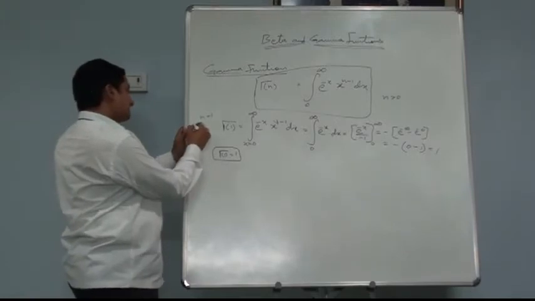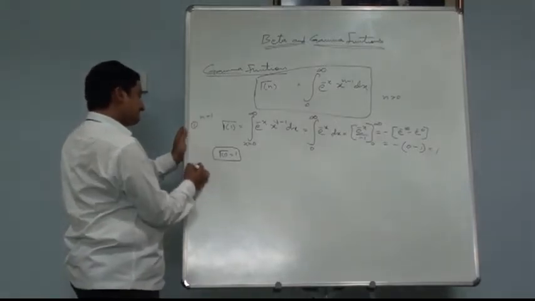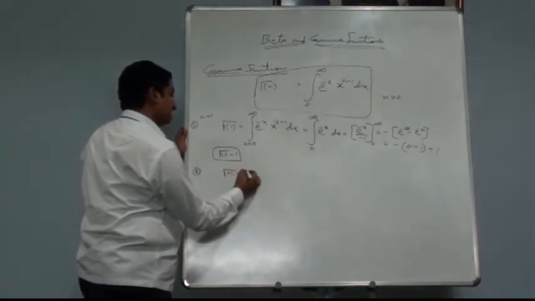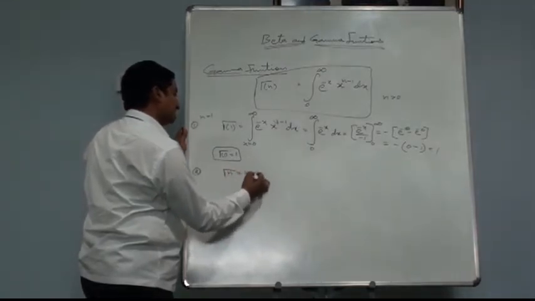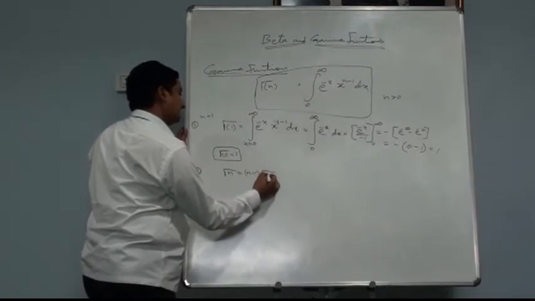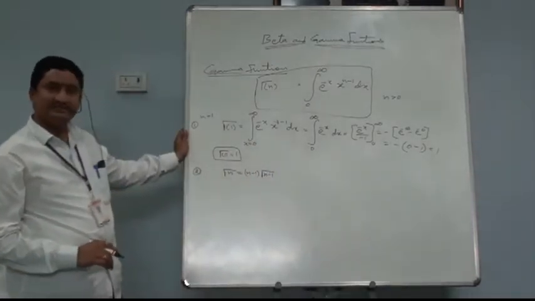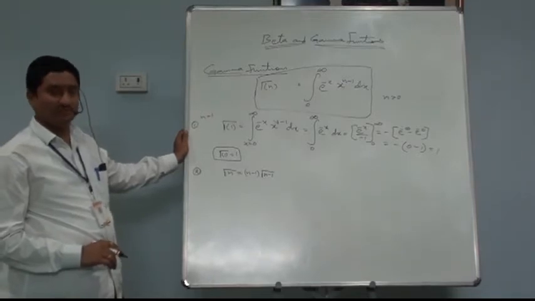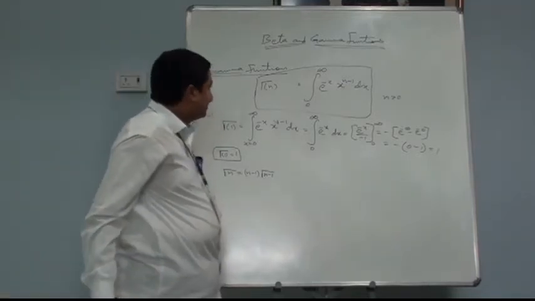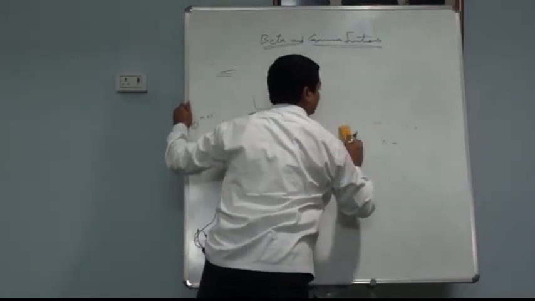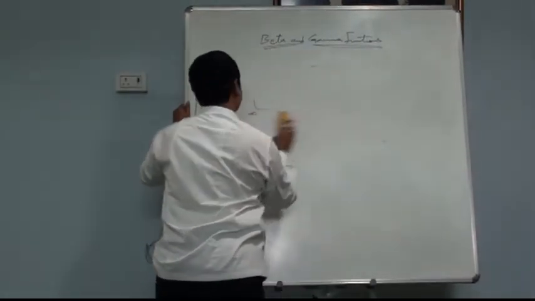Now there is another result, that is gamma n is equal to n minus 1 into gamma n minus 1, where n minus 1 is greater than 0. Now we'll see how this works, or the proof of this.